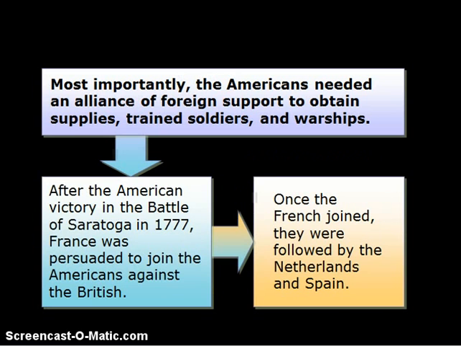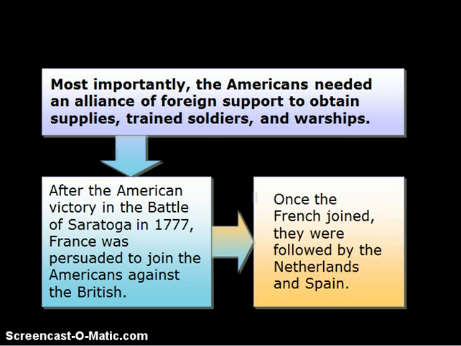They really needed some assistance from other countries, but there were other countries that were reluctant to join just because they didn't know how it was going to turn out. But Americans won the Battle of Saratoga, and at that point, France decided to jump in the war.